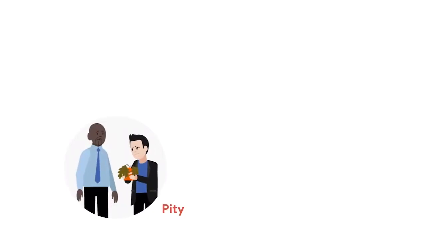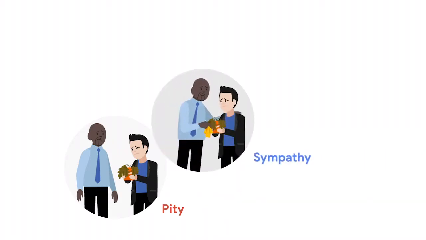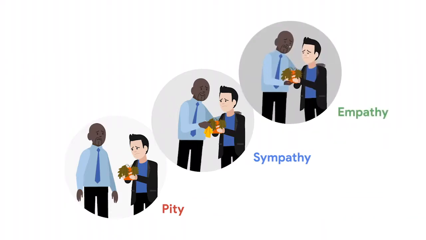Sure, you have a definition, but when you think about empathy in relation to similar words like pity and sympathy, the meaning can get a little blurry. So let's break it down. When you have pity for someone, you feel sorry for them. But pity usually has condescending overtones. Think about it like this. Pitiful and pathetic are synonyms. When you have sympathy for someone, you acknowledge their feelings, but you keep yourself from experiencing those feelings. Empathy goes beyond sympathy. When you empathize with someone, you share their mental and emotional experiences.